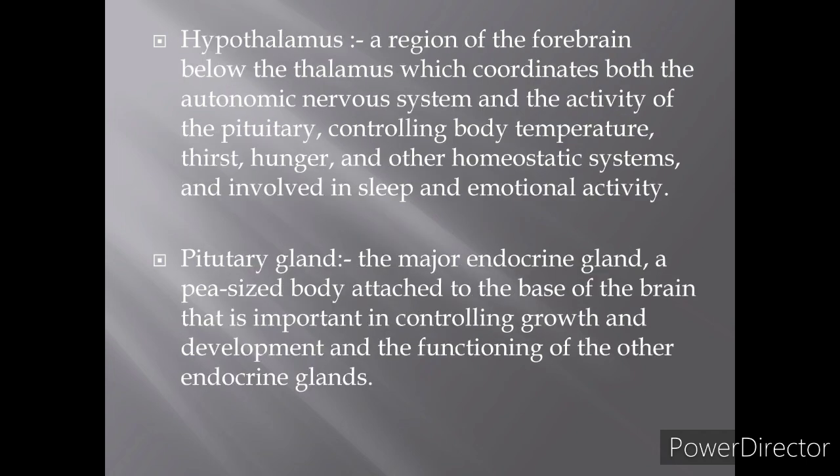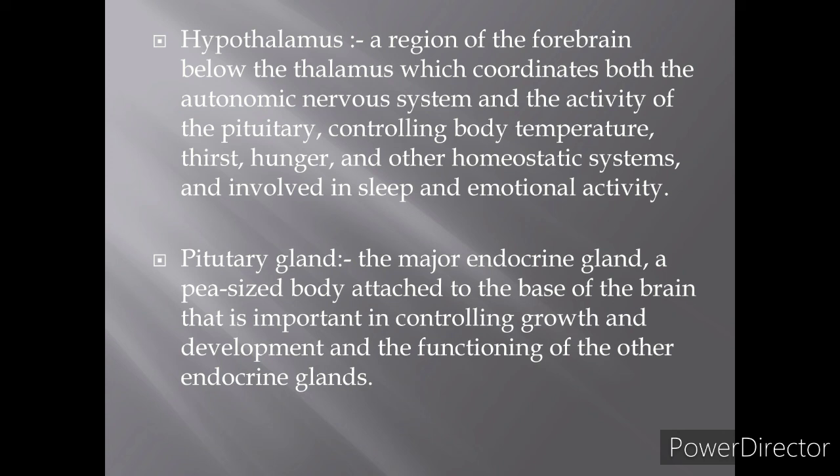The next part is the hypothalamus. It is a region of the forebrain below the thalamus, which coordinates both the autonomic nervous system and the activity of the pituitary, controlling body temperature, thirst, hunger, and other homeostatic systems, and is involved in sleep and emotional activities.